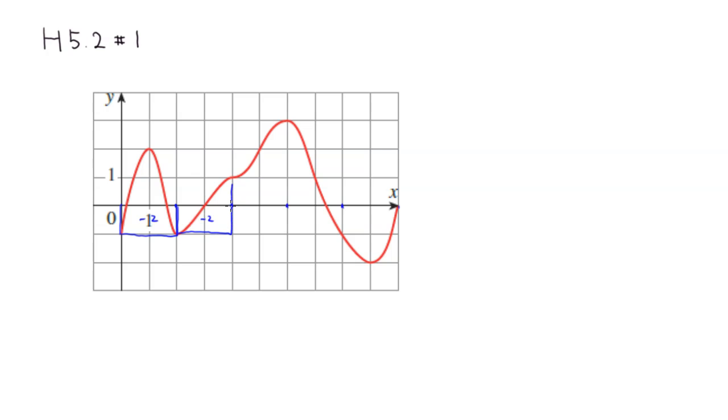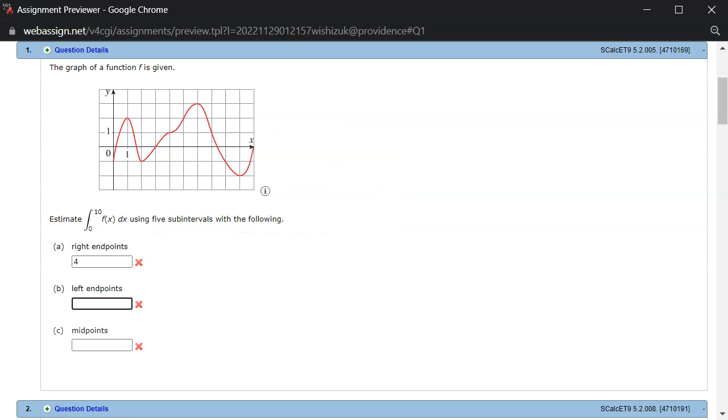And left endpoint here, it's going to be a +2. And left endpoint here, that's going to be +6. And left endpoint here is going to be -2. So it's -2, -2, +2, -2... so it's going to be a +2. Yeah, that's a +2. So type it in, it's going to be 2.